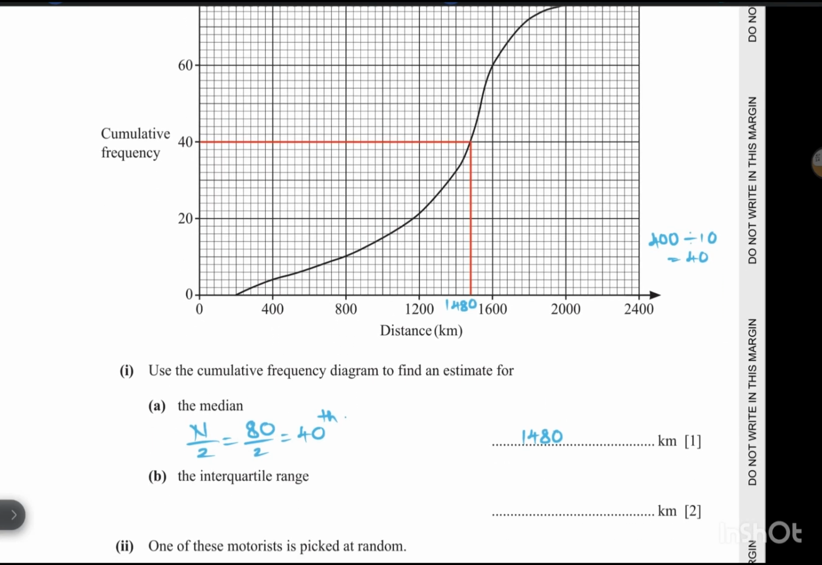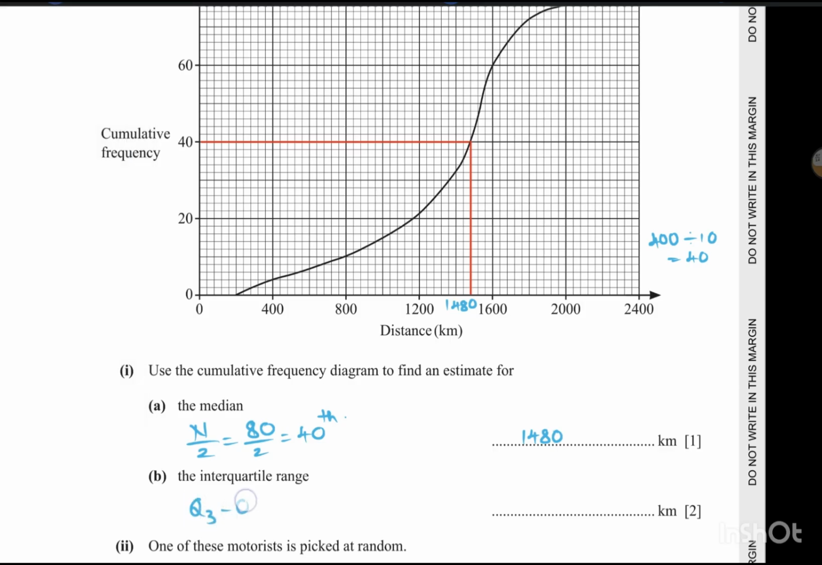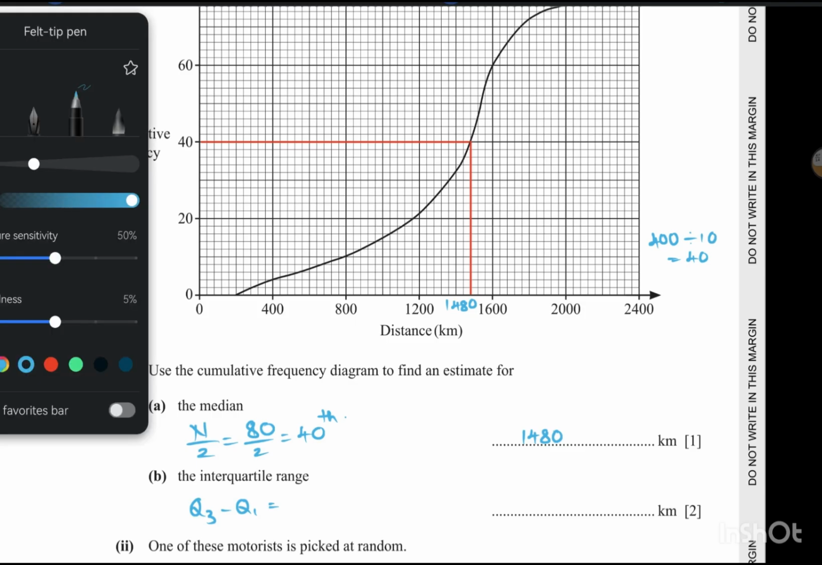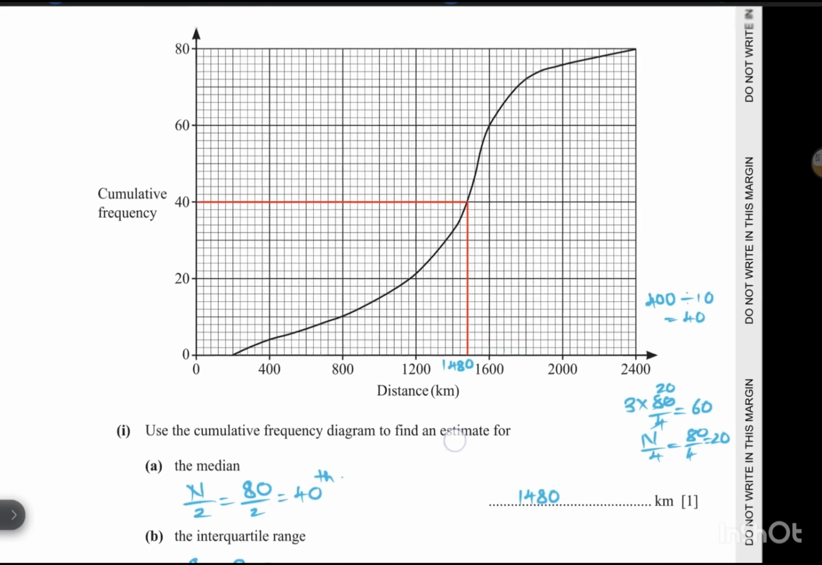Now B will do interquartile range. Interquartile range will be Q3 minus Q1. So what is Q3? Q3 will be 3n by 4th observation. So 3n by 4 will be 3 into 80 by 4, which will be 3 times 20, which is 60. And Q1 will be n by 4, which is 80 by 4, and that is 20. So 60th and 20th observation we need to subtract.